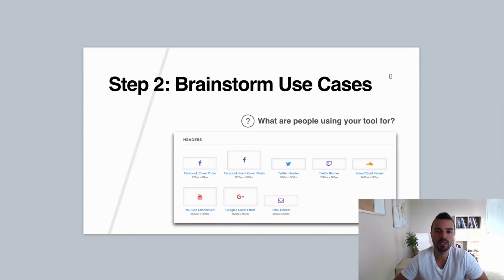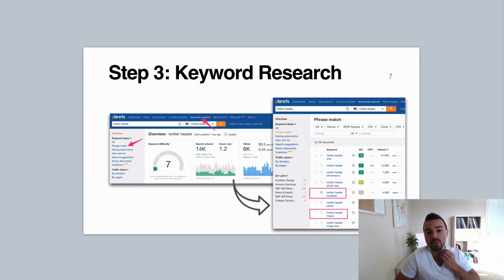Next, what you want to do is brainstorm all the different use cases for your products. So, for us, for example, you can use Snappa to create Facebook cover photos, Twitter headers, Twitch banners, that type of stuff. So what we did was, we basically went through our app and we listed out all the different things and the use cases that you can use Snappa for. And then we started to do some keyword research based on what we had come up with in the previous step.